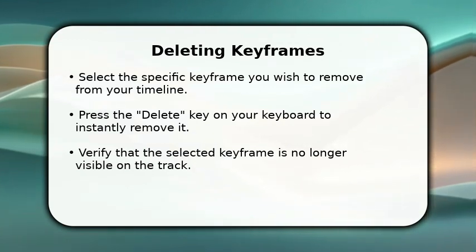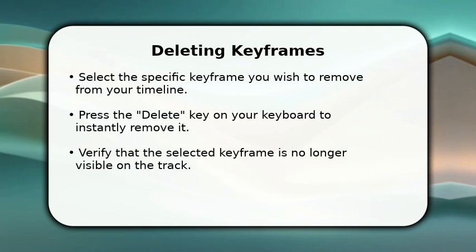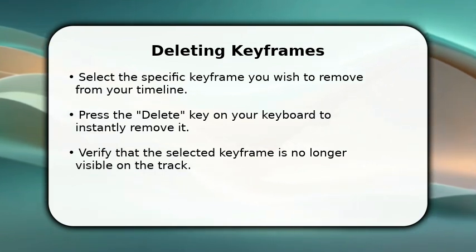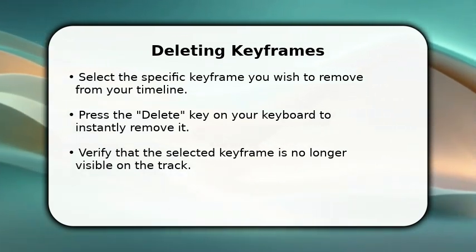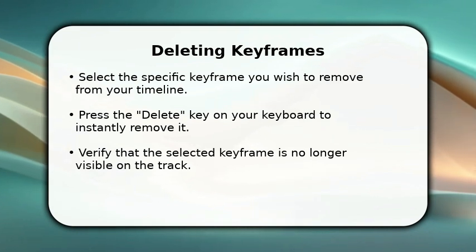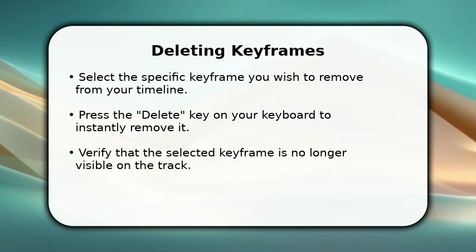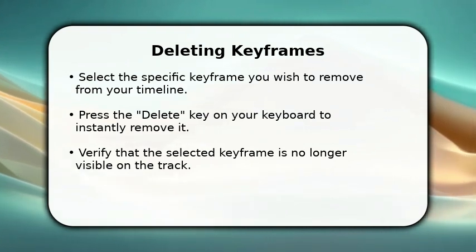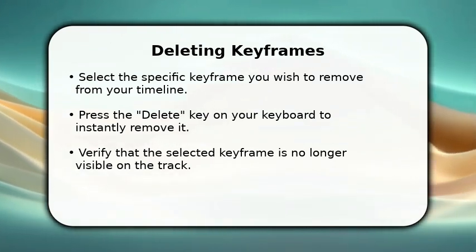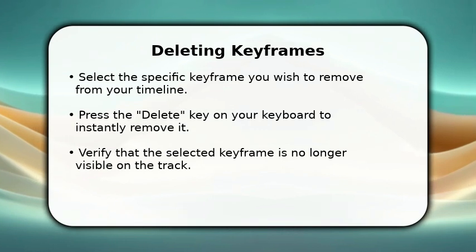To begin, locate the keyframe you want to remove on your animation timeline. Once you have precisely selected it, simply press the Delete key on your keyboard. This action will immediately remove the keyframe from your animation. It is a quick and efficient way to adjust your animation, allowing for precise control over every movement and pose you create.